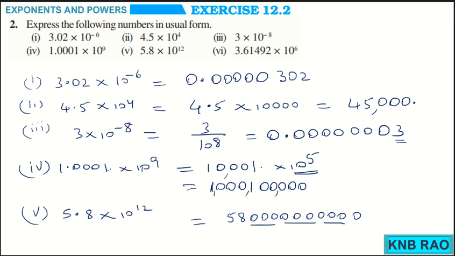Why I have written 10 zeros means, 1, 2, 3, 4, 5, 6, 7, 8, 9, 10, 11, 12. So I need one more 0. So when there are 13 digits, 1 less than that can be the power of 10. So there are 13 digits in it. So 1 less than 13 becomes the power of 10.